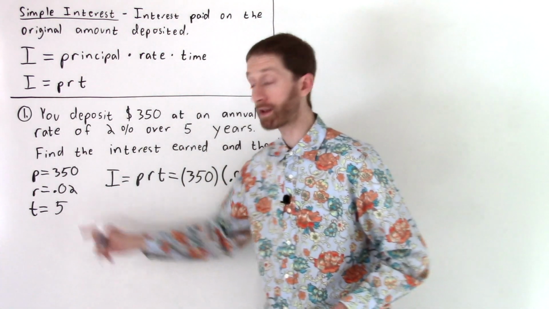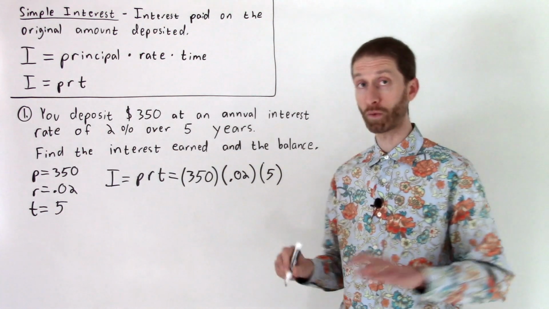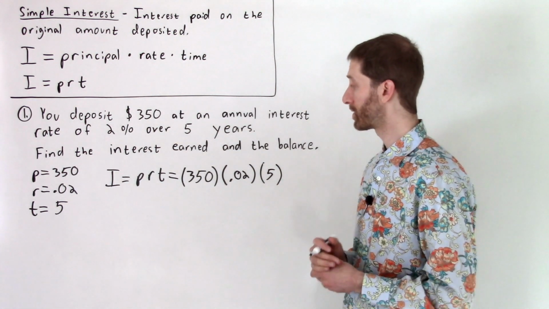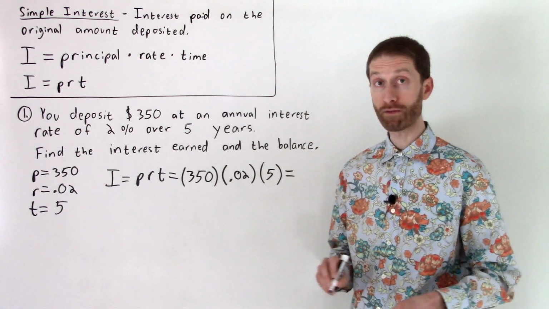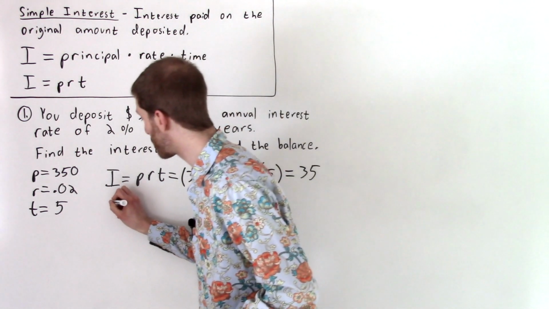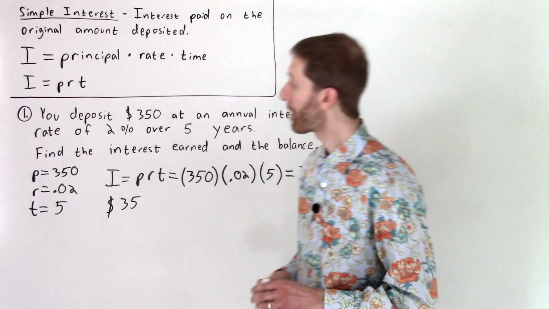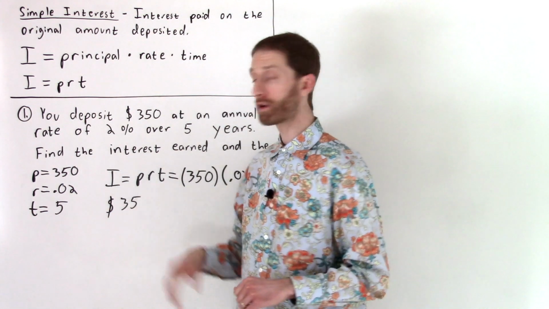Times, finally, the amount of time. That would be 5 years. And all you do is, and this is where using a calculator I'd be totally cool with, but you could use a calculator, you could do it mentally, you do out that multiplication and we get a result of 35. So what does that 35 mean? That means that your interest is $35. So for putting your money into this particular bank and earning simple interest, you've earned $35.